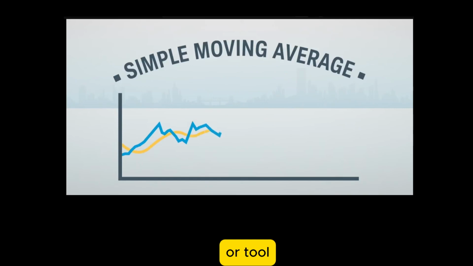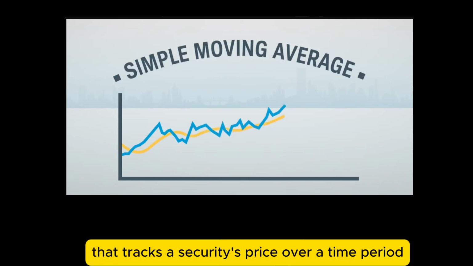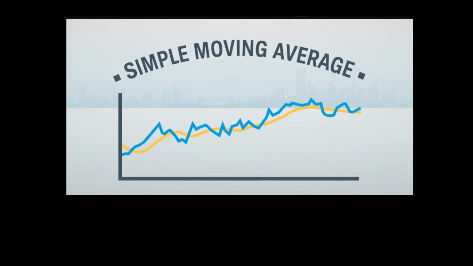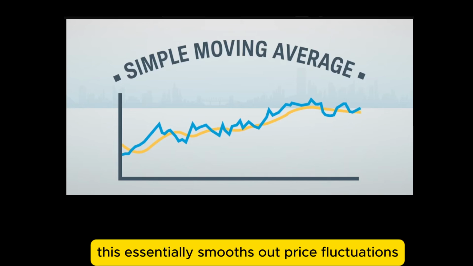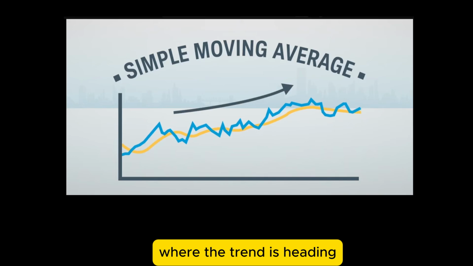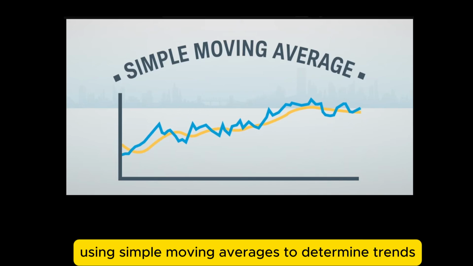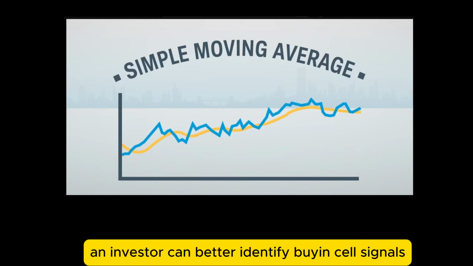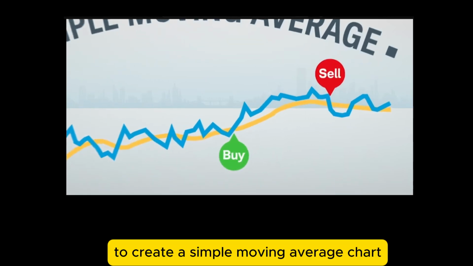A simple moving average is a technical indicator or tool that tracks a security's price over a time period and plots it in a line. This essentially smooths out price fluctuations to give an investor a general idea of where the trend is heading. Using a simple moving average to determine trends, an investor can better identify buy and sell signals.